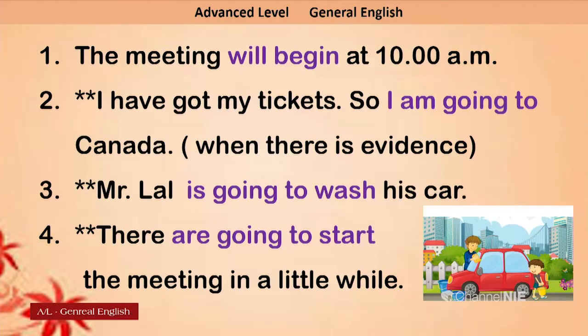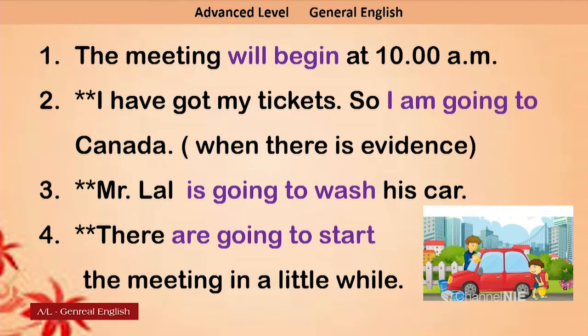The kids are bringing buckets of water, and the water is ready there in buckets, and he is going to wash his car. So, he is still not washing, but we have evidence that he has got some buckets of water, and he is making all these preparations to wash the car. So, we have evidence. In that case we can use going to without using will, right. So, that example, Mr. Lal is going to wash his car.